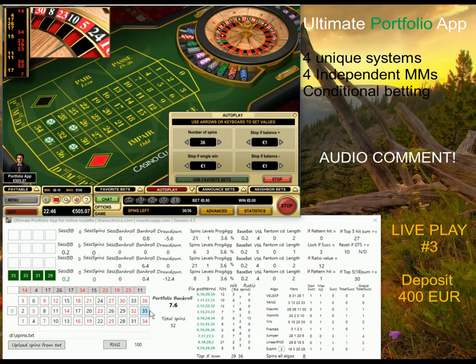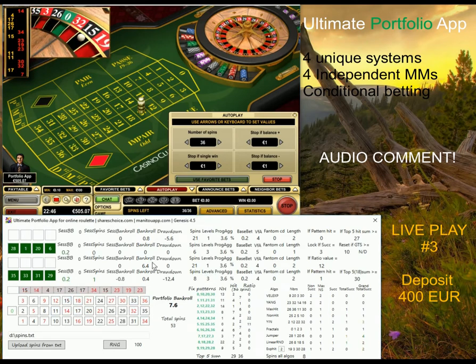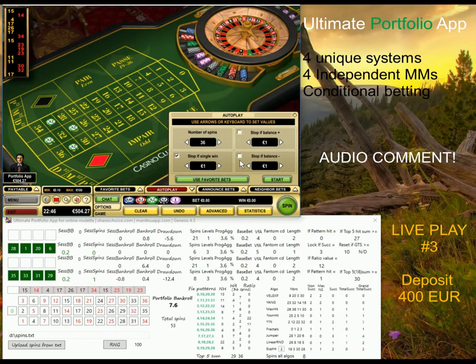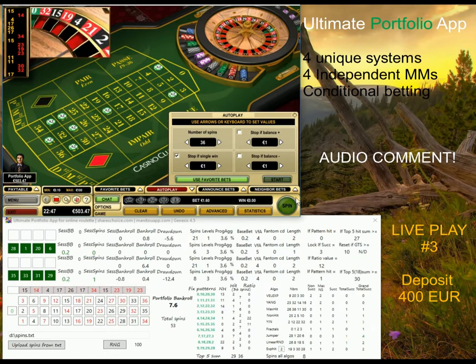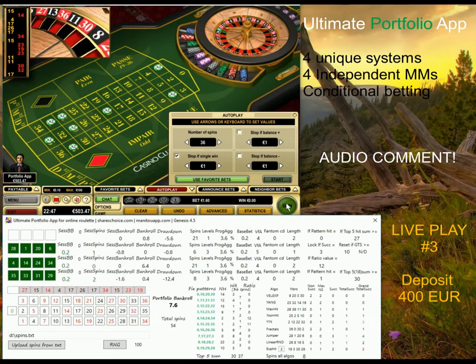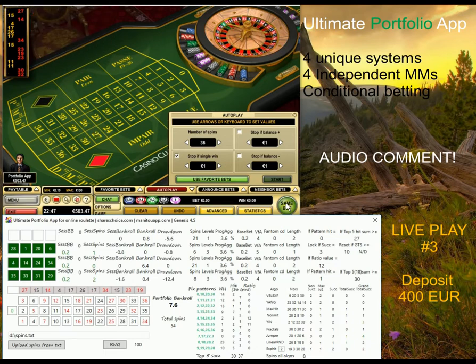So far, as I said, the most important key indicator for me is the portfolio bankroll, because sometimes simply one or maybe even two strategies are not running well, but the others could be fine. So therefore, at the end, what's important is how the portfolio bankroll looks. If it is positive and plus, then all is fine, because we are playing four systems at the same time on the same table.